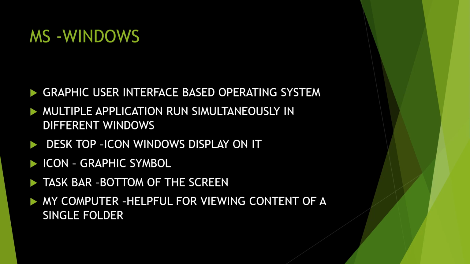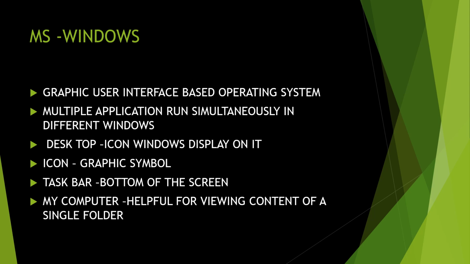Desktop icons, windows display on it. Icons: each and every app or whatever it is has some kind of icon. Google has some kind of icon, and if it is YouTube, it has some other kind of icon. So everything has some kind of icon that we can see on the desktop. Okay, all the windows we can display in MS Windows. Okay, icons. What is an icon? It's a graphic symbol. It shows you the symbol of something.